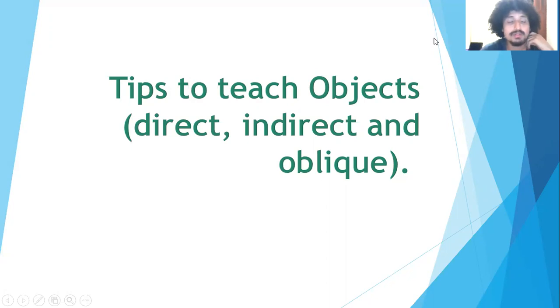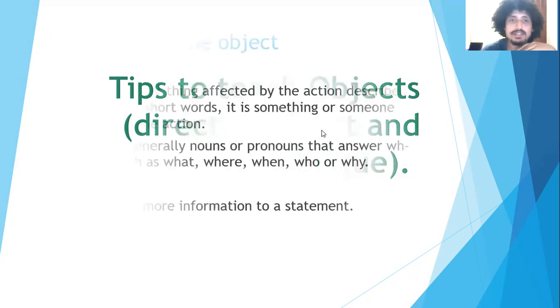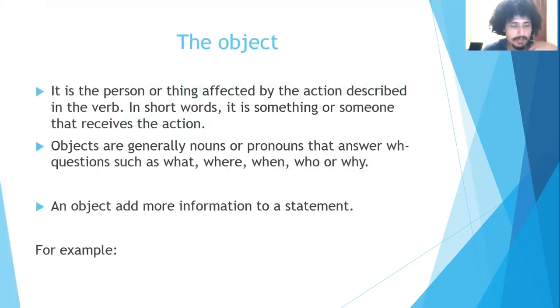I am a student of the UTPL University, and in this video we'll talk about tips to teach objects: direct, indirect, and oblique. At first, let's see what object means. The object is the person or thing affected by the action described in the verb. In other words, it's something or someone that receives the action. Objects are generally nouns or pronouns that answer WH questions such as what, where, when, who, why, and so on. An object can add more information to a statement, expression, or utterance.